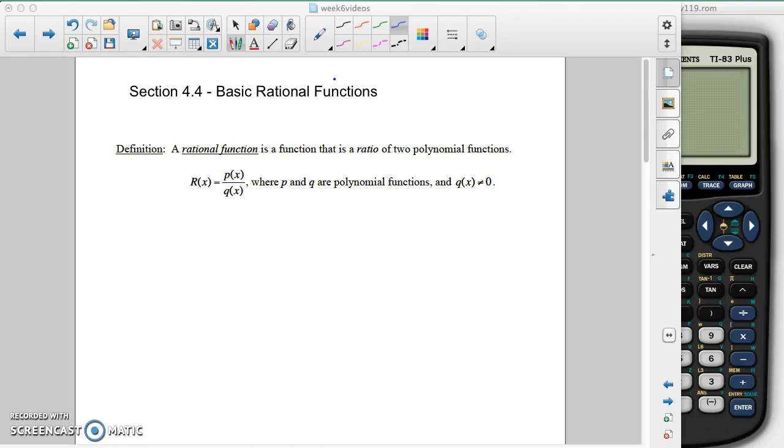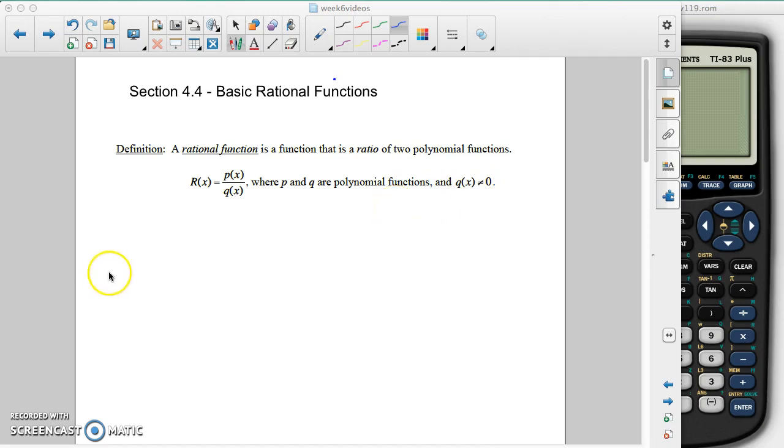Hello, and in this video we're going to look at section 4.4, which is on basic rational functions. Here's the definition of a rational function. It's a function that's a ratio of two polynomial functions, where p of x is a polynomial function and q of x is a polynomial function, and q of x can't equal 0.